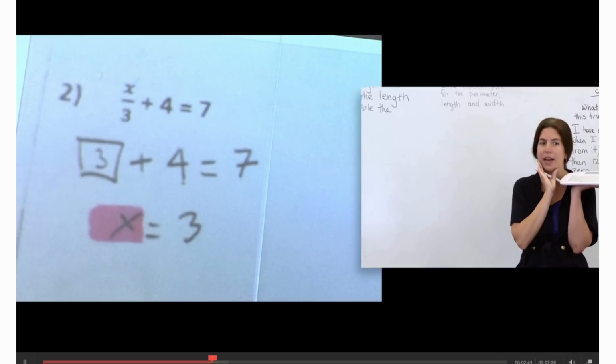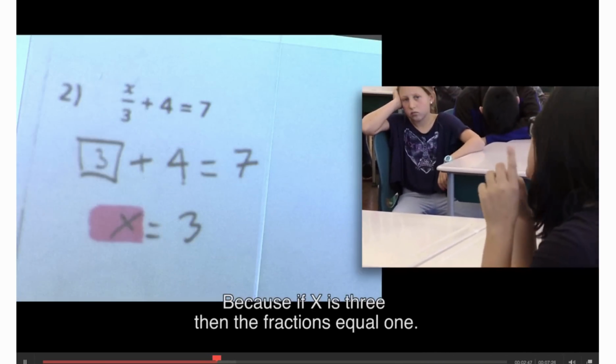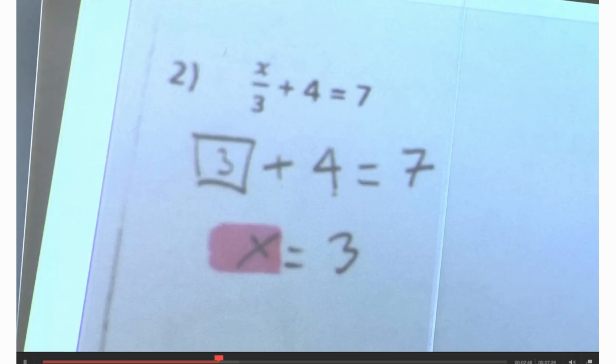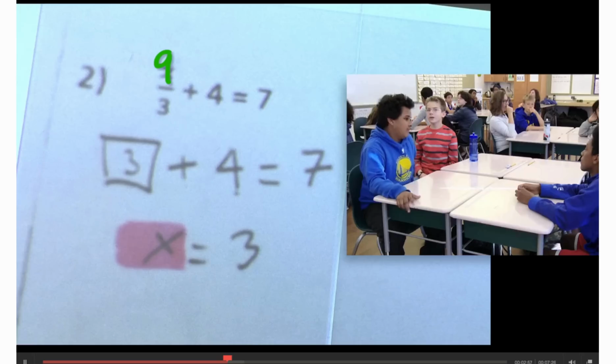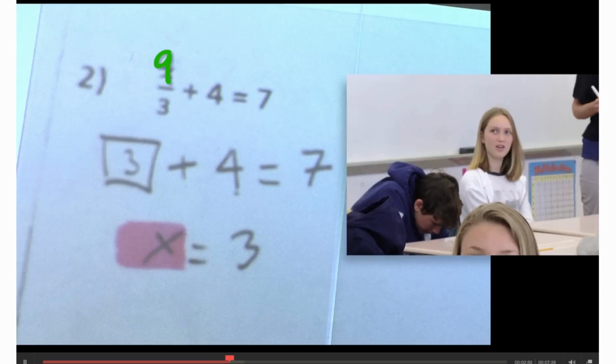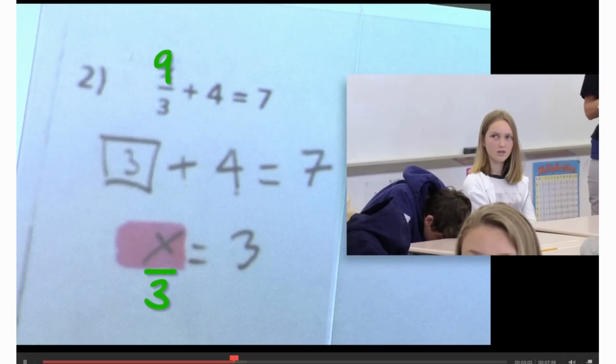Why did I highlight that x? Pema? Because if x is 3 and then the fractions equal 1. So what should they have written instead? Talk to your group. No, it'd have to be 9 over 3. They forgot what they were covering up. They should have written x over 3 equals 3. Right.